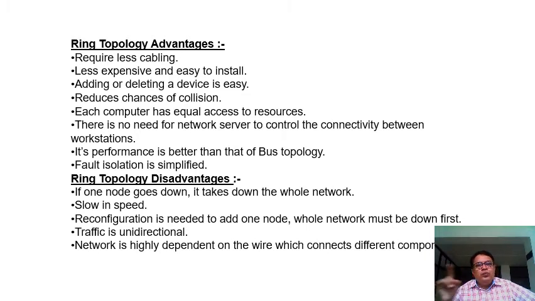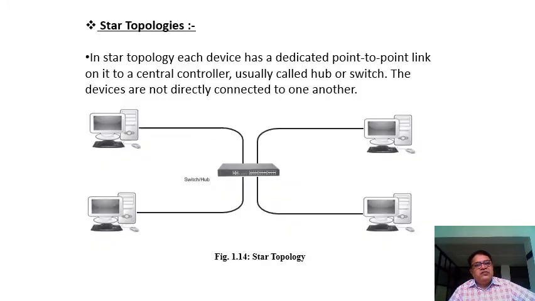Unidirectional means A to B only, and bidirectional means A to B and B to A. So this network is dependent, etc. After this, we have the third topology, and that third topology is nothing but the star topology. Nowadays, 99% of users are using the star topology just because of the speed and security.